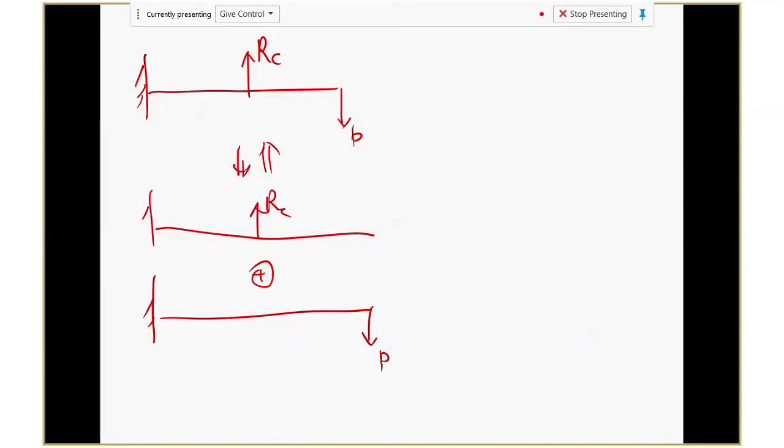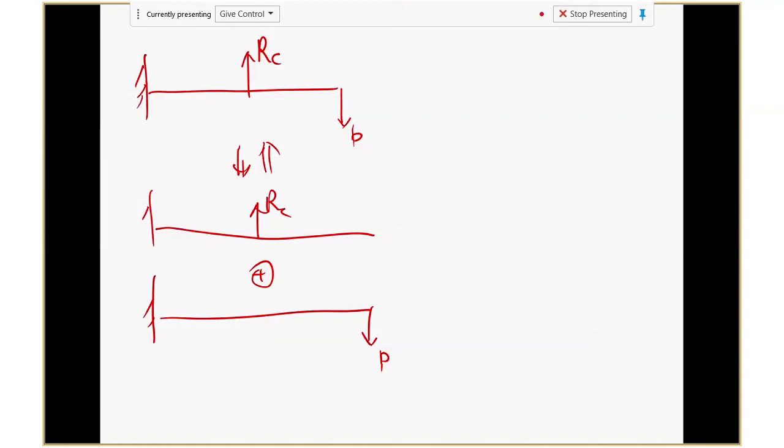Now, which one would you like to use? They give you lots of equations here. Let me make it a little bit smaller. Which one do you want to use? This one, delta B, right? So the delta B is given here. All right, so let me just write it down.